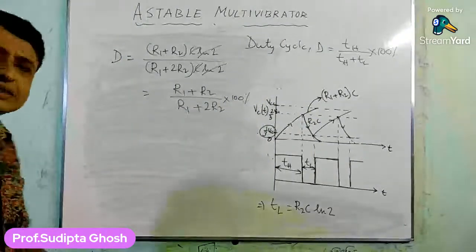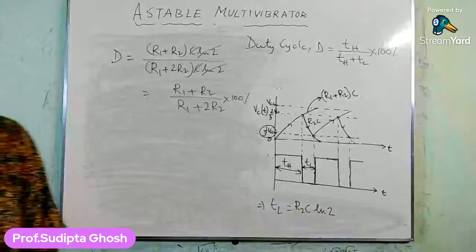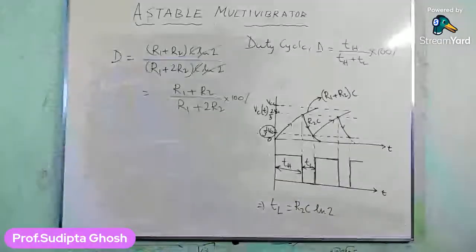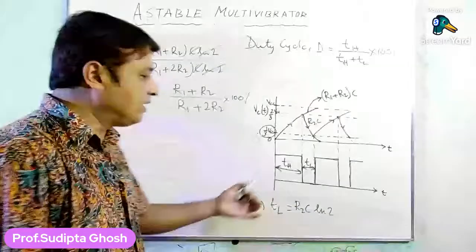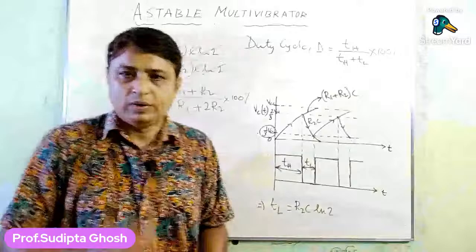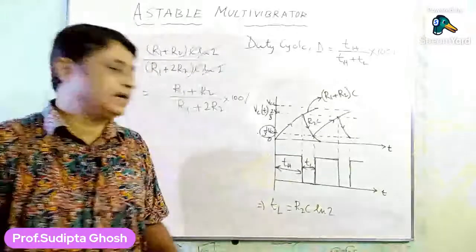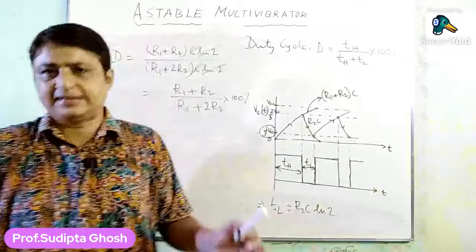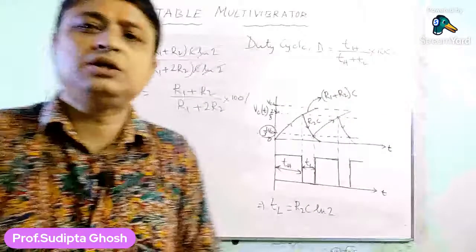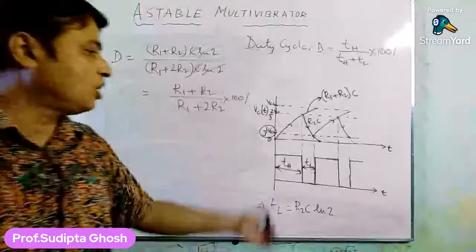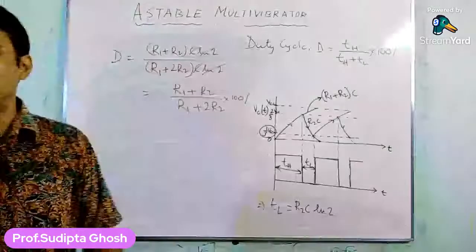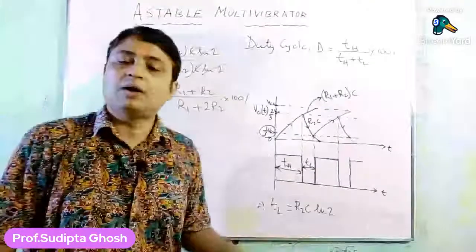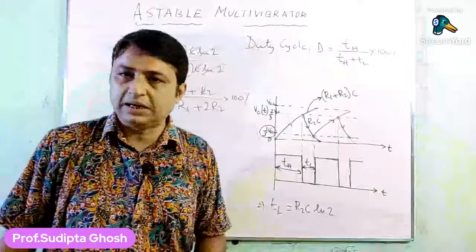Now let us assume one interesting part to discuss with you, that we want to make this waveform a square wave. We want to make this waveform look like a square wave. This does not look like a square wave, it is actually a rectangular waveform. So we want to get a square waveform from this astable multivibrator circuit.